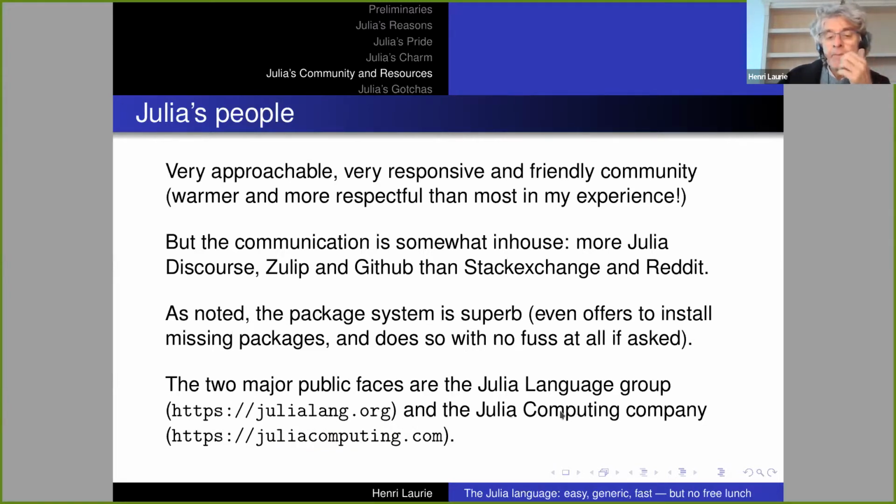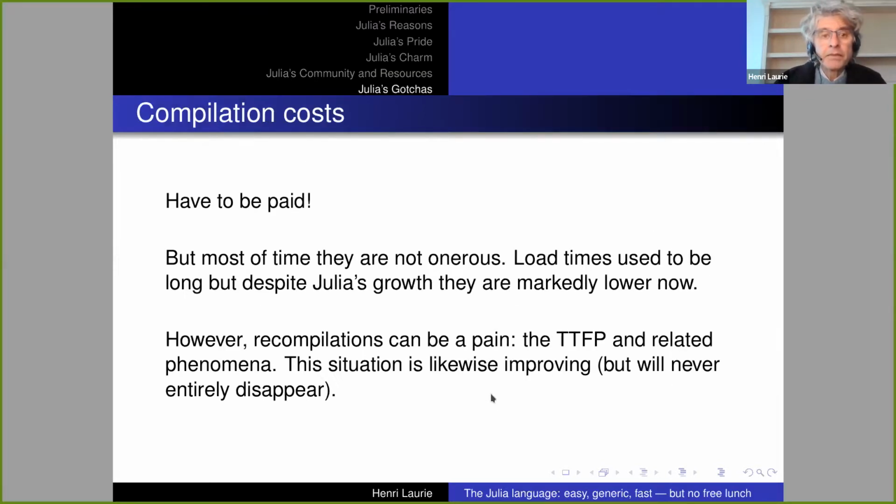So it's a very interesting relationship. I think it works very well at the moment. There haven't been any hostile forks of Julia or anything like that. And whether it will stay that way is an interesting question, but these people have been together since 2009. So something must be going right.